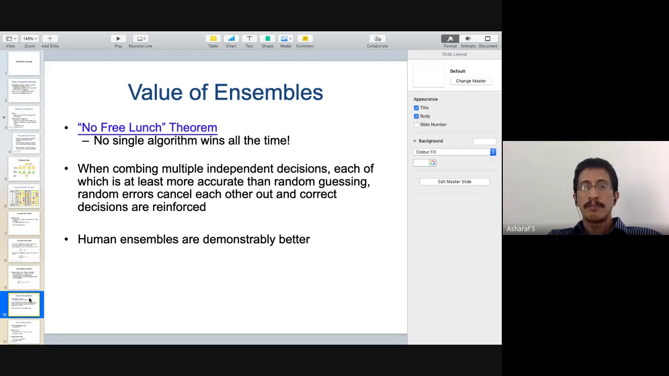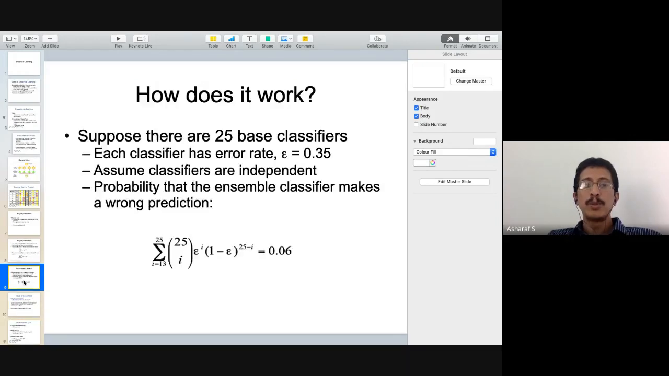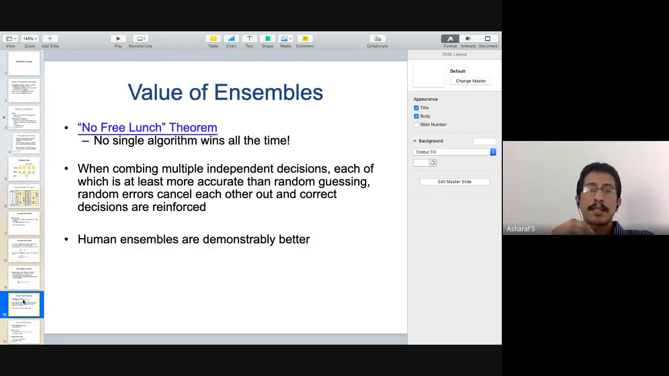So what is the value of ensembles, why do you do this? There is a theorem that I mentioned a while ago, called the no free lunch theorem. No single algorithm wins all the time. That's the statement. There is no context-independent merit for any classifier over any other.